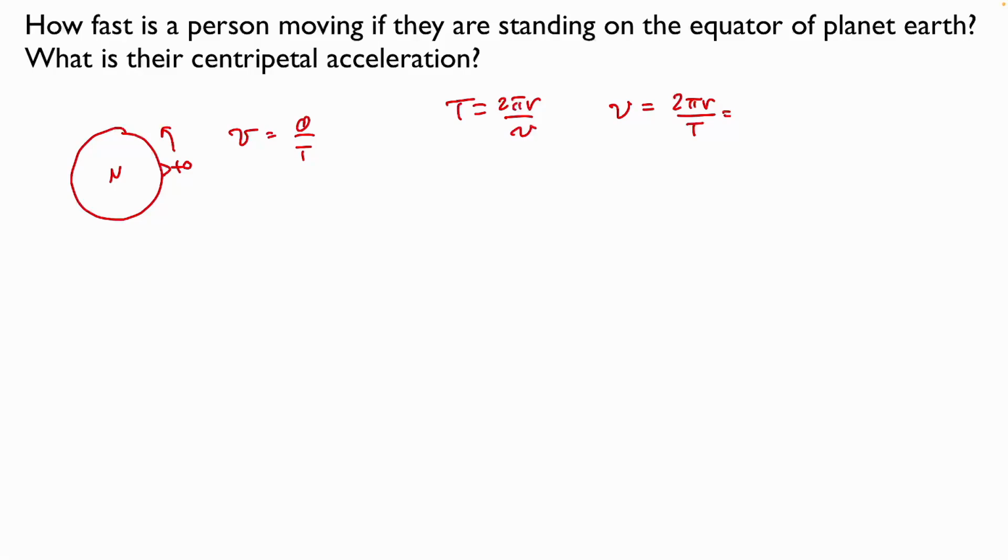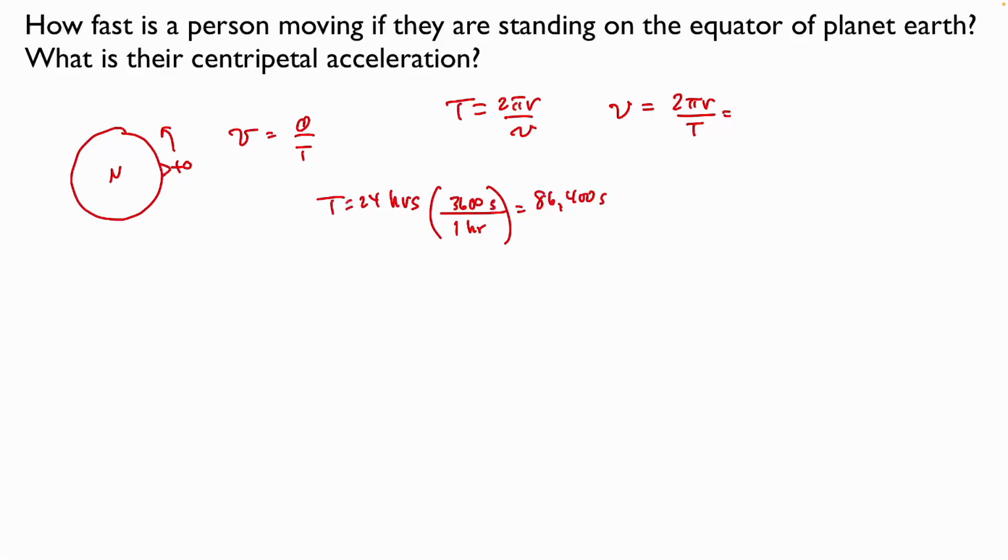What do we need to know? Okay, time. How long does it take for somebody to go around once? 24 hours. So the time is 24 hours, but can I put 24 hours into my equation? Not standard units. So then 1 hour, there's 3,600 seconds. Okay, so that's 86,400 seconds per day. All right, so I have my time.